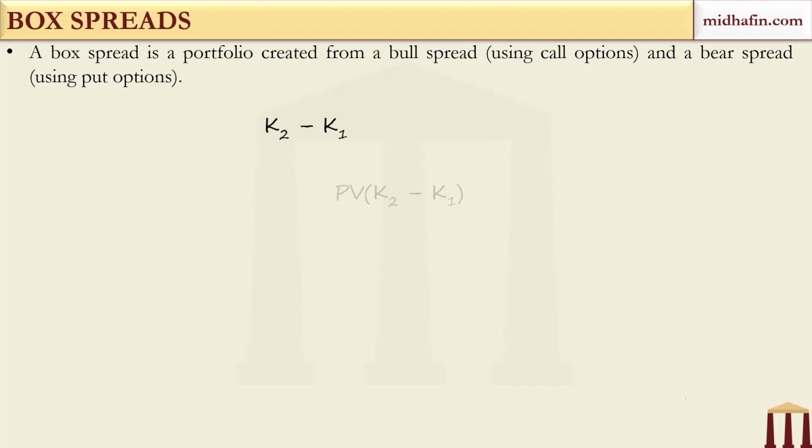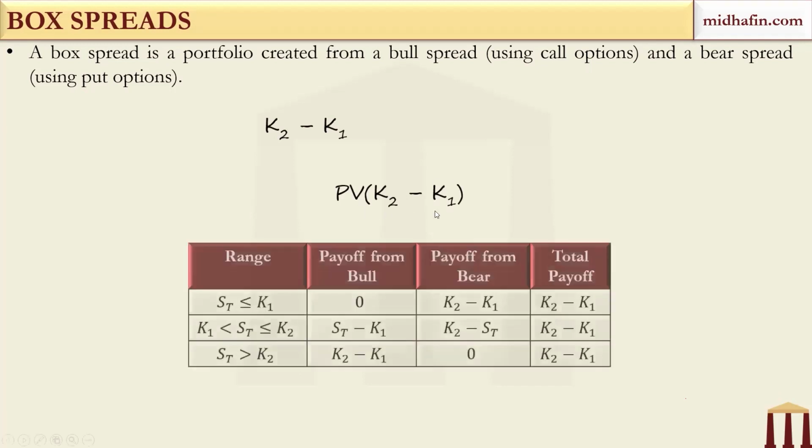Here you can find the present value also, PV of K2 minus K1. So the payoff, no matter what happens to the stock prices, if you are able to establish a box spread, is fixed, K2 minus K1. However, box spreads are costly. So if you are buying a box spread, the price should be less than PV of K2 minus K1. If it is greater than that, then selling the box spread is more beneficial. However, if it is less, then buying the box spread is more beneficial.